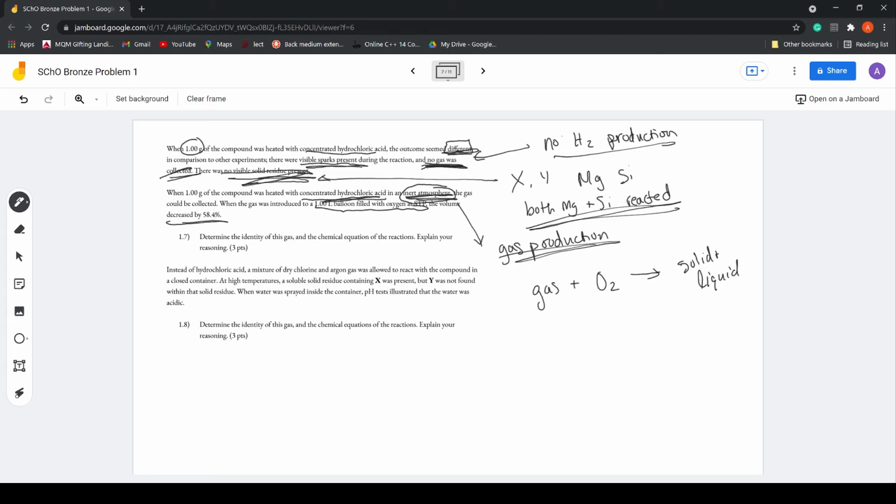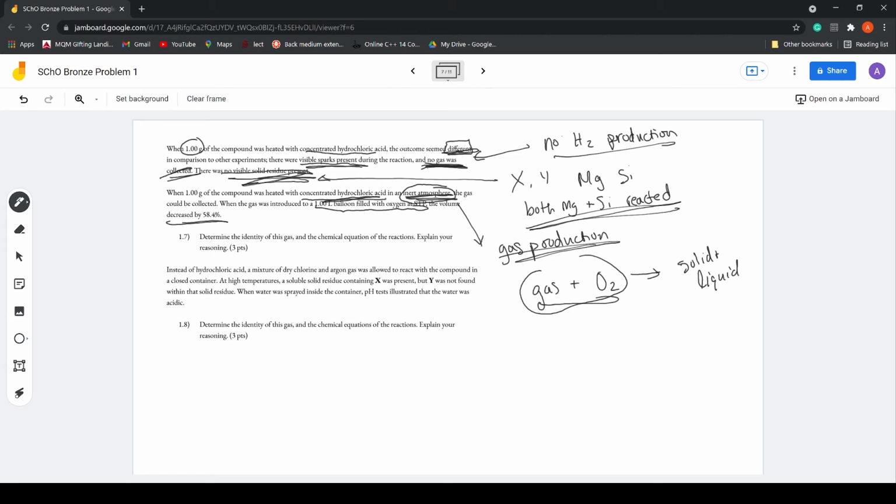It's reducing the amount of moles of gas in the balloon, and that's going to reduce the volume of the balloon because the pressure doesn't change. The pressure is going to equilibrate to atmospheric pressure. So we're basically sucking oxygen and the gas out of the balloon and forming something that's not a gas. So these are all important things. We know that the gas that's produced is reactive with oxygen.